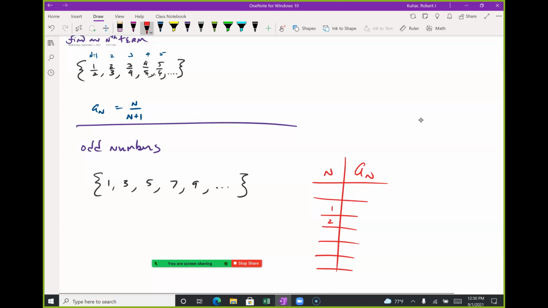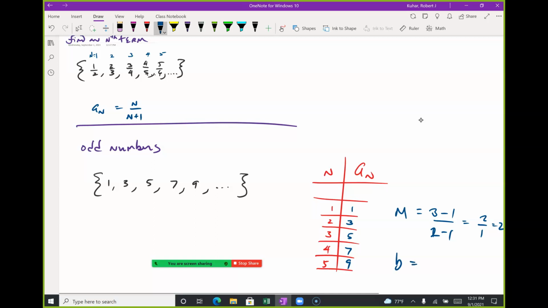But n, I'm always starting at 1, right? And then a sub n are my terms. So my first term was 1, and then the second term was 3, 5, 7, 9, right? Comfortable here? So you've done this before. This is an mx plus b problem, right? So I can get slope from 3 minus 1 over 2 minus 1, right? So 2 over 1 or 2, so my slope is 2, right?